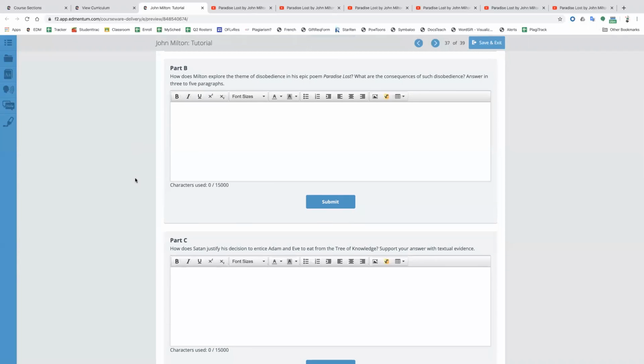So we're going to talk about Paradise Lost, which is this epic poem that explores the story of Adam and Eve, just in a different way. So how does Milton explore the theme of disobedience in his epic poem Paradise Lost? What are the consequences of such disobedience? And then you want to answer in a couple of paragraphs.